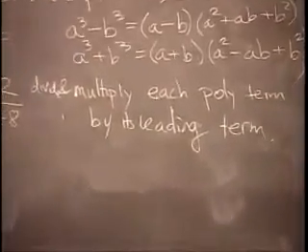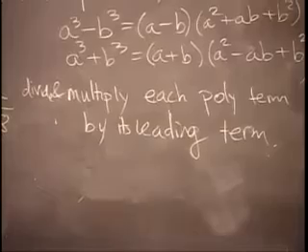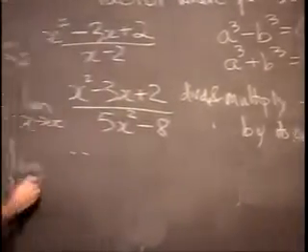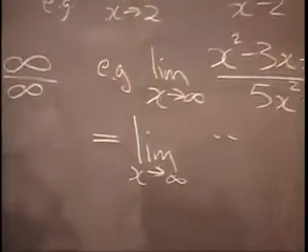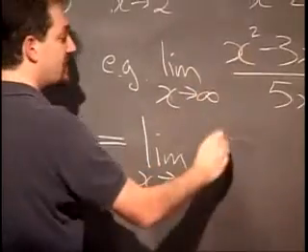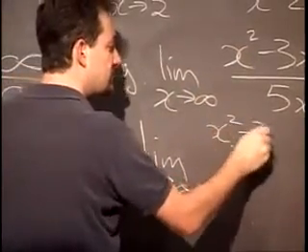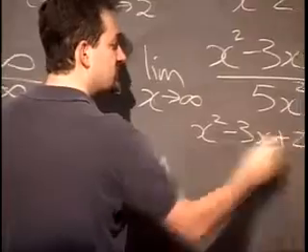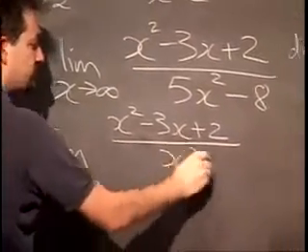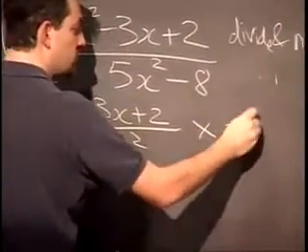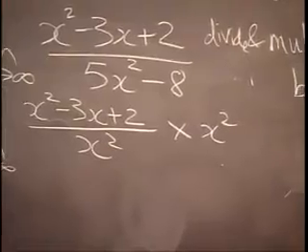Okay, so in this particular case, the top behaves like x squared because that's the largest term. So I take x squared minus 3x plus 2. I divide and multiply by x squared. And I do the same on the bottom.